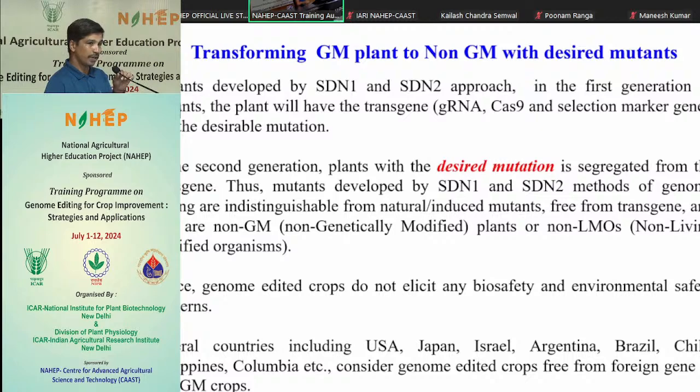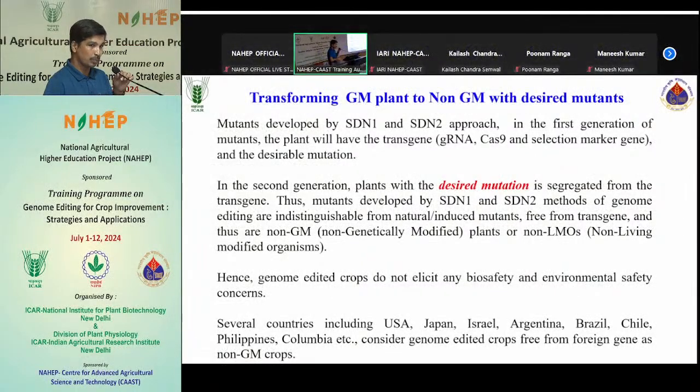So hence, genome-edited crops do not elicit any biosafety and environmental safety concerns. Means it does not have any T-DNA. So several countries also recently, like USA, Japan, Israel, Argentina, Brazil, Chile, some of the countries, they are considering genome-editing crops free from foreign gene as non-GM crops.